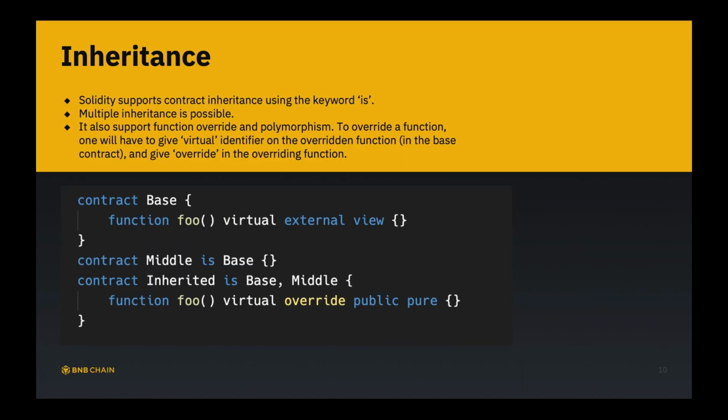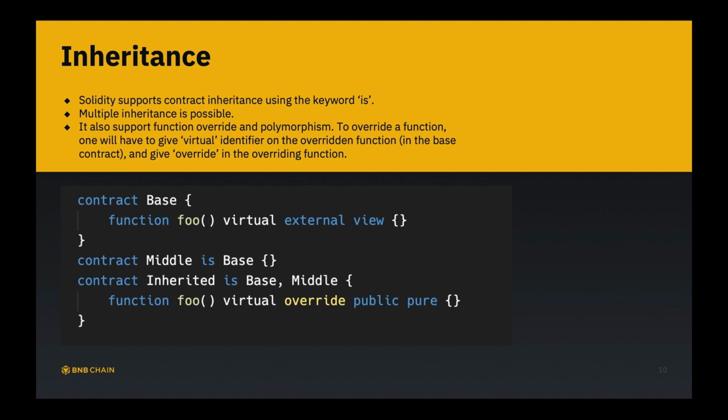Solidity supports contract inheritance using the keyword is. You can do multiple inheritance. It also supports function overriding and polymorphism. In order for a function to be overridden, you need to give the virtual identifier to the overridden function in the base contract and give override in the overriding function. An example is given below.